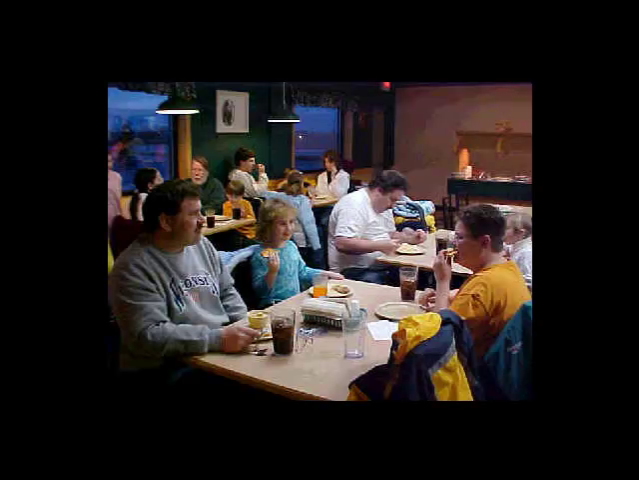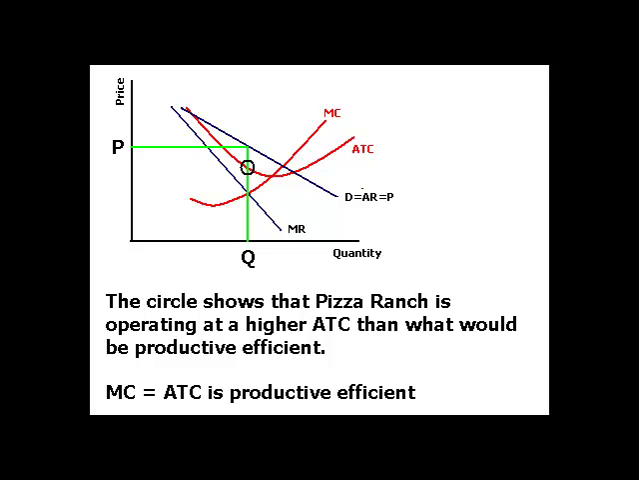In this scene, you can see that each table can seat a maximum of 4 patrons, but rarely are there 4 patrons at every table. This suggests that Pizza Ranch has excess capacity. The circled part shows that Pizza Ranch is operating at a higher average total cost than it would be if it were productively efficient. Therefore, one can conclude that the Pizza Ranch has excess capacity.